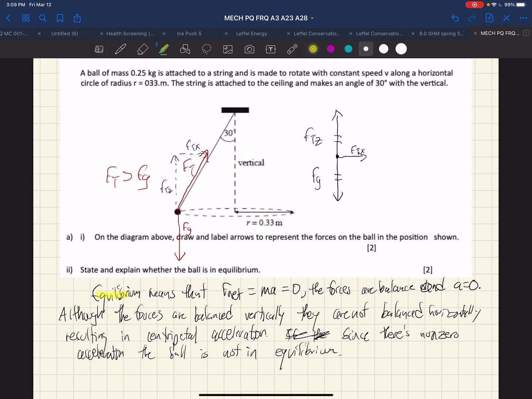So again, we start with our definition, and we have our observation, and our conclusion, related back to the definition.